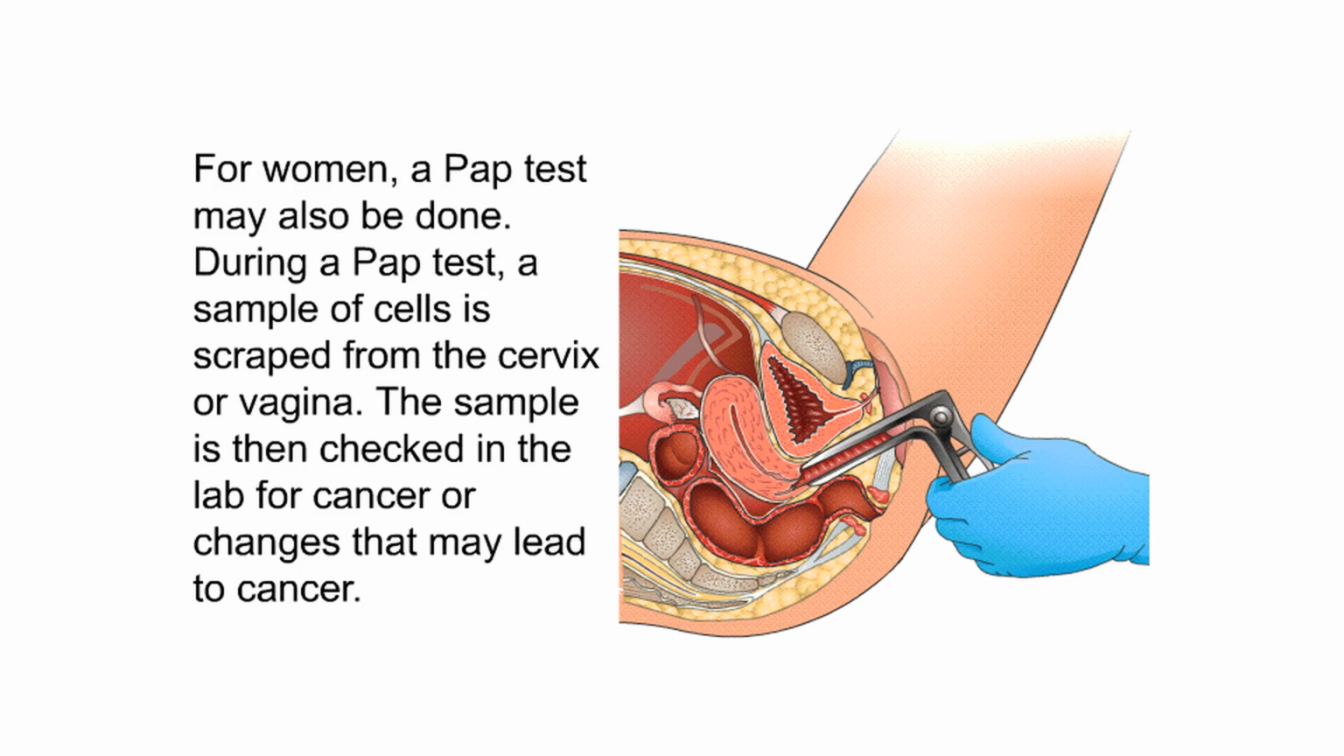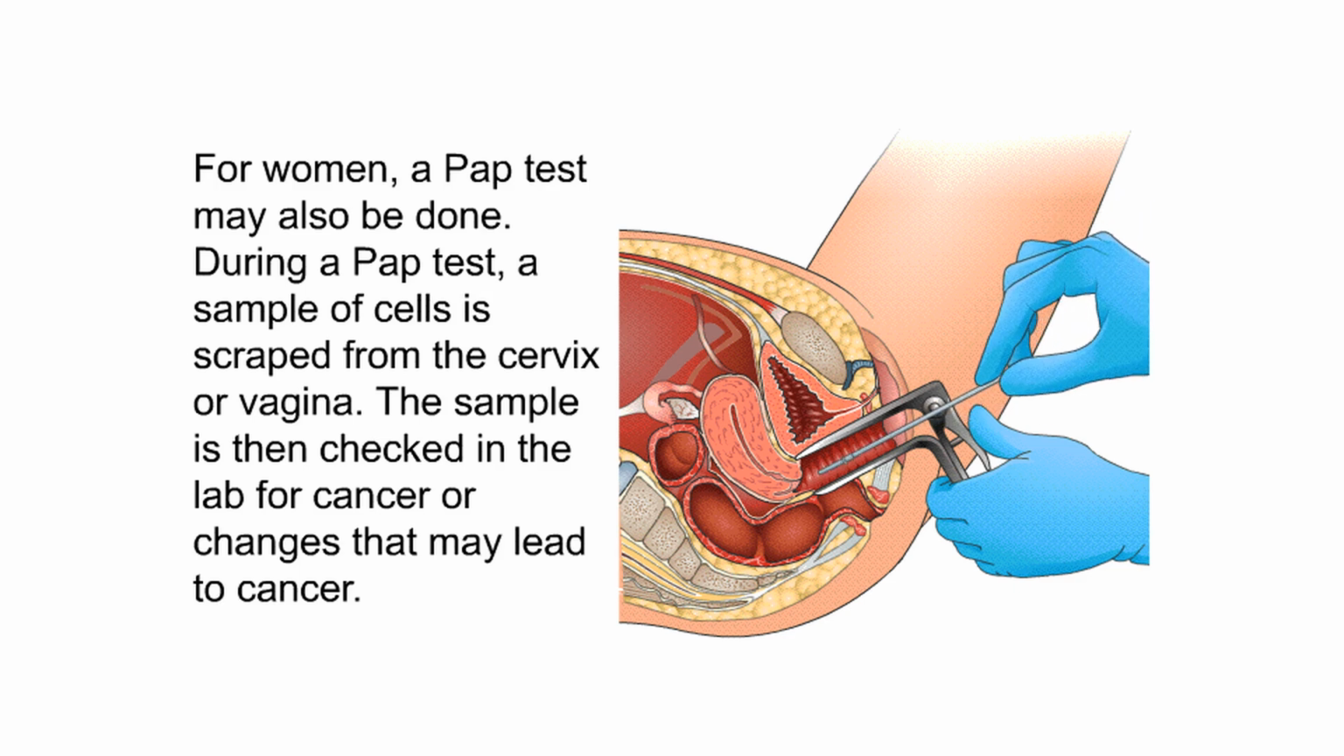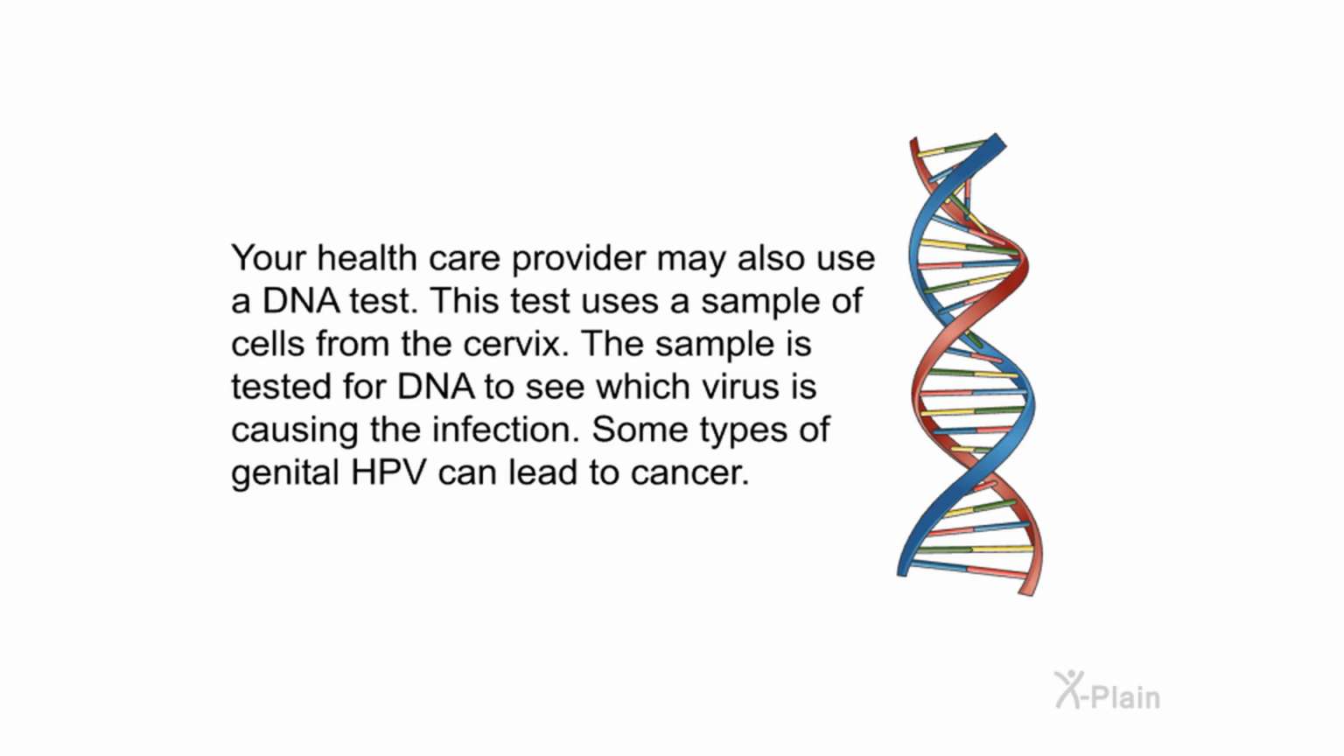For women, a Pap test may also be done. During a Pap test, a sample of cells is scraped from the cervix or vagina. The sample is then checked in the lab for cancer or changes that may lead to cancer. Your healthcare provider may also use a DNA test. This test uses a sample of cells from the cervix. The sample is tested for DNA to see which virus is causing the infection. Some types of genital HPV can lead to cancer.